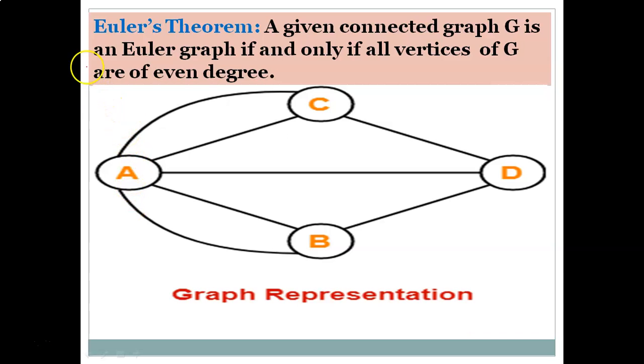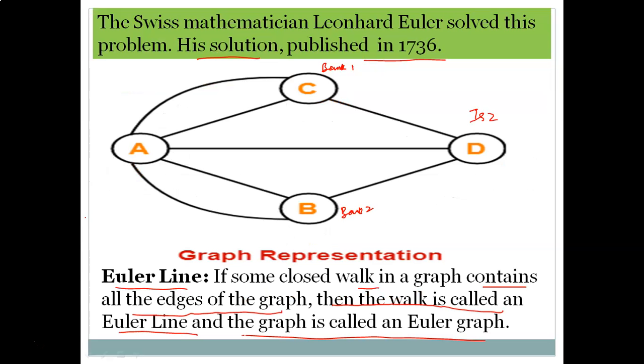And Euler, to give the solution of this problem, proved one theorem. A given connected graph G is an Euler graph if and only if all vertices of G are of even degree. So this was Euler's theorem. Now let us see here the Euler line.